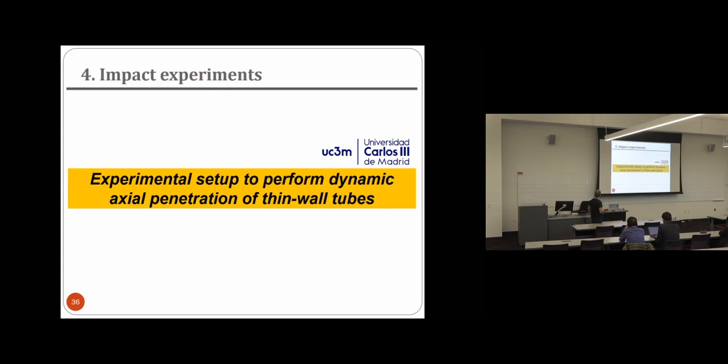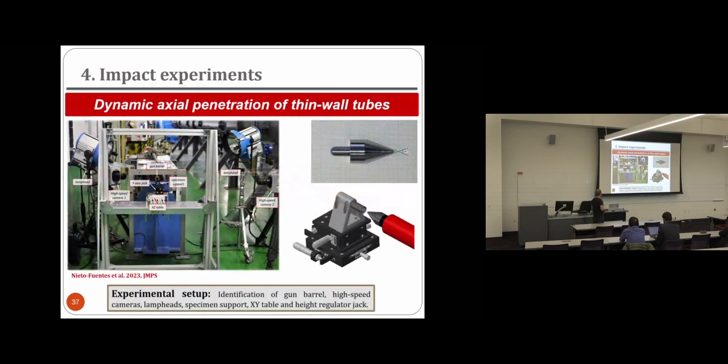So first of all, I'll show you some results that we obtained using the experimental setup developed in my lab for dynamic axial penetration of thin wall tubes. Very quickly, most of the experiments that I will show you here are performed either with a gas gun or with a Hopkinson bar. In this case, we are using the single stage helium-driven gas gun that we have in my lab. This is the barrel, and the experiments are recorded with 2 high-speed cameras. There is one here, and the other one is right there.